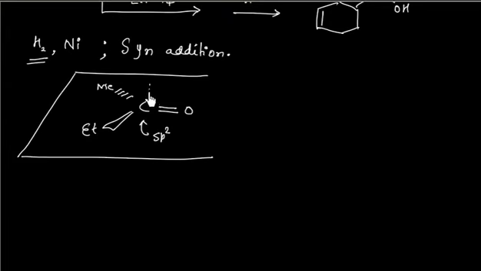Hydrogen can add from the top face. Another possibility is hydrogen can attach from the bottom face. So if hydrogen is coming from the top face, it will give one alcohol. This side we have methyl group, this side we have ethyl group. Now we will have hydrogen and OH.